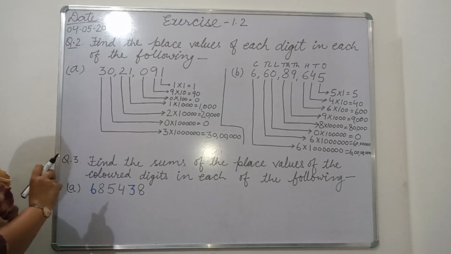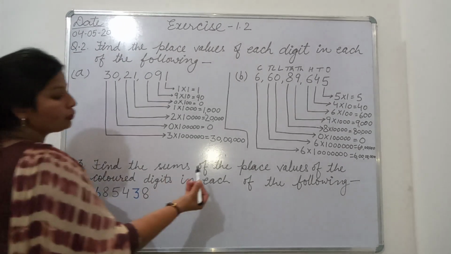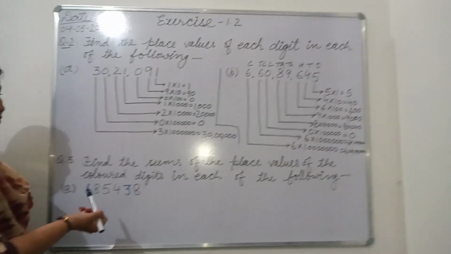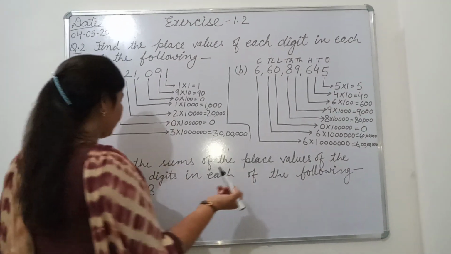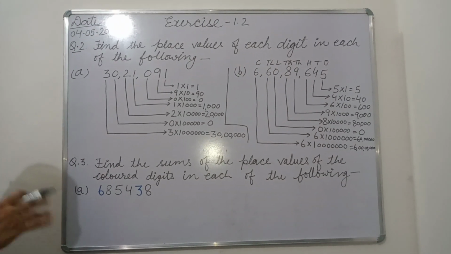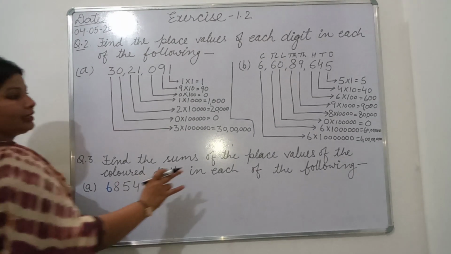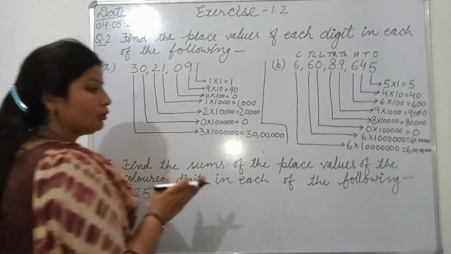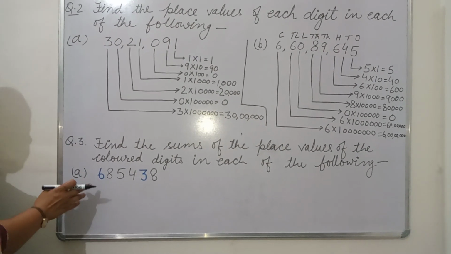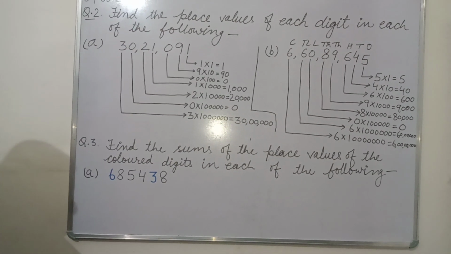Okay. Now question number 3. Question number 3 is what? Find the sum of the place values of the colored digit in each of the following. But I take here only A part. The rest you will do. Whatever colored digit you have, find their place value, and then find their sum. Here the colored digits are 6 and 3. So first you find their place values.